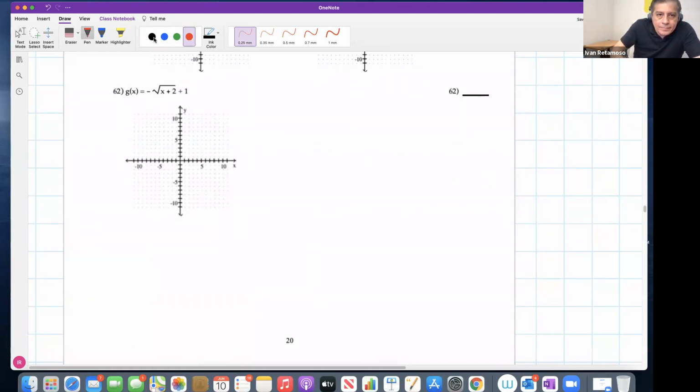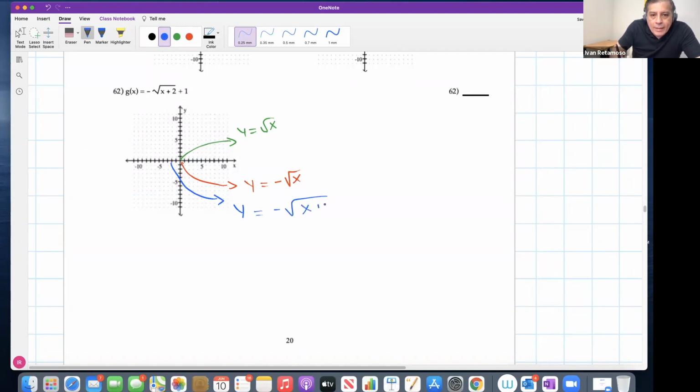Start with the parent function y equals square root of x. There is a negative sign. That negative sign means that you are supposed to take the reflection about the x-axis. Plus 2 means move this 1, 2 to the left. It's counterintuitive, right? To the left, 2 units. And then finally, the plus 1 means that you shift this up. So the graph will end up here.